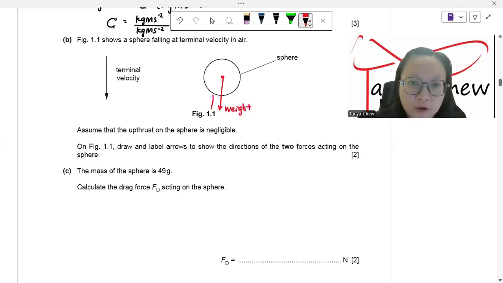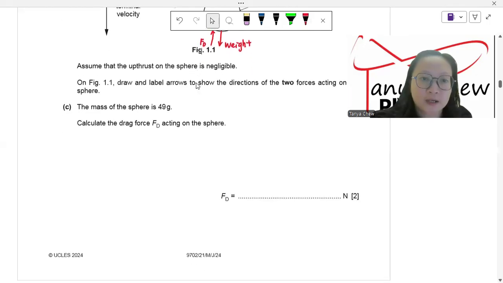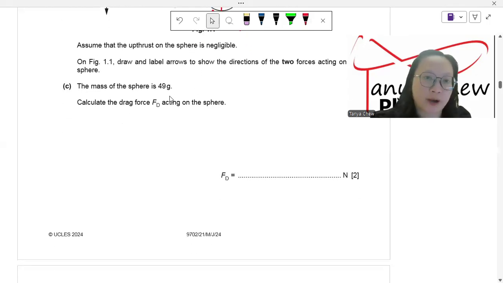The other one is drag force acting on moving object. You can just put FD, no problem, because they have already explained the symbol. C, the mass of the sphere is 49 grams. Calculate the drag force Fd acting on the sphere.